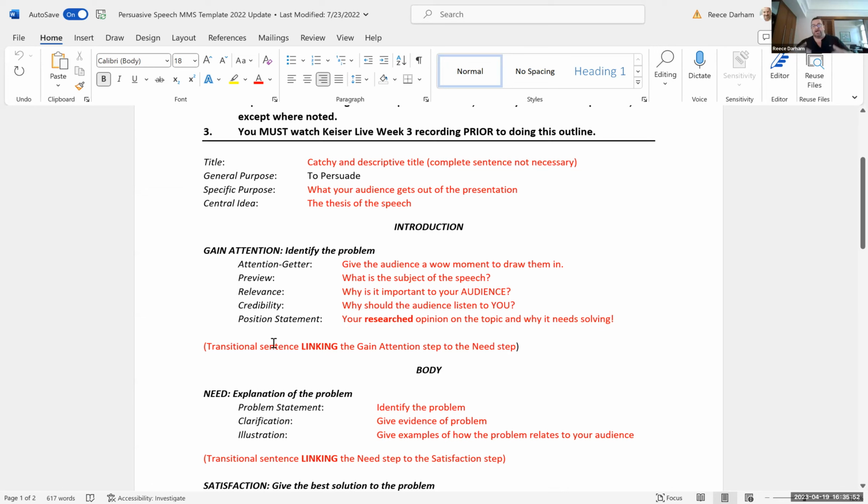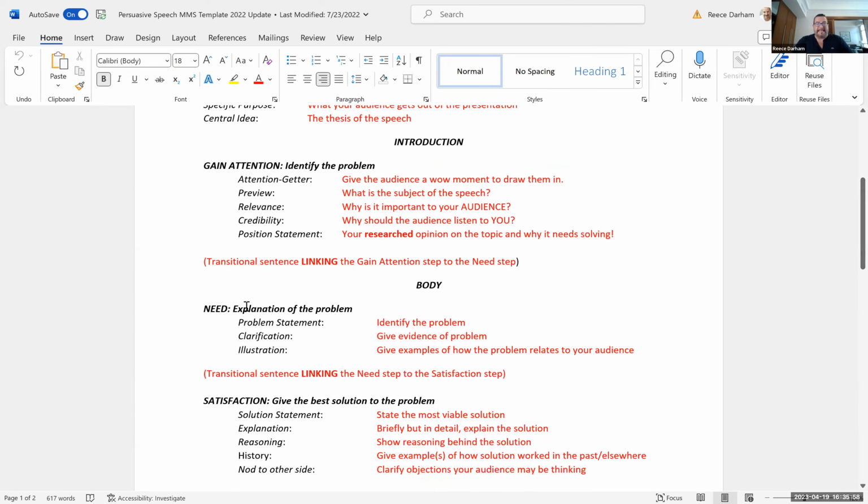All right, now we're going to transition to the second step of the 5 steps that Alan Monroe has, and that is the need step. And we can think of this as part of your body now. So in the need step, this is where you're going to explain what the problem is. There are 3 sentences I want you to write.